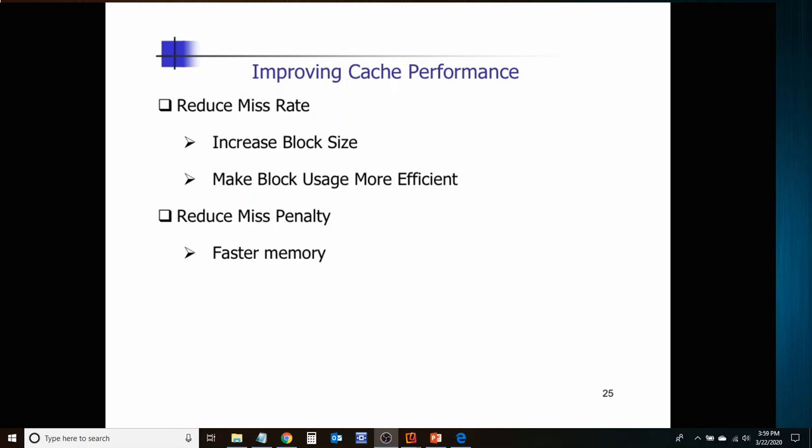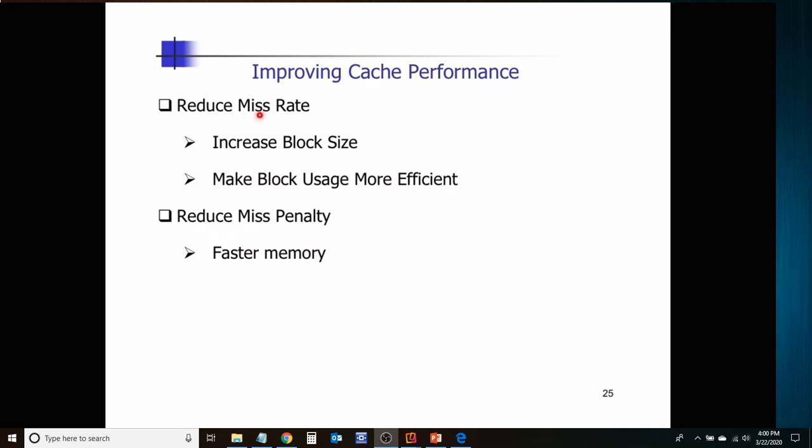Now let's see if we can improve this cache performance. We can do this in two ways. One is to reduce the miss rate, so the number of times you have to go to the main memory, or even worse, to the hard disk. And the second way to improve cache performance is to reduce the miss penalty, so the time that it takes to spend in accessing the main memory or the hard disk.